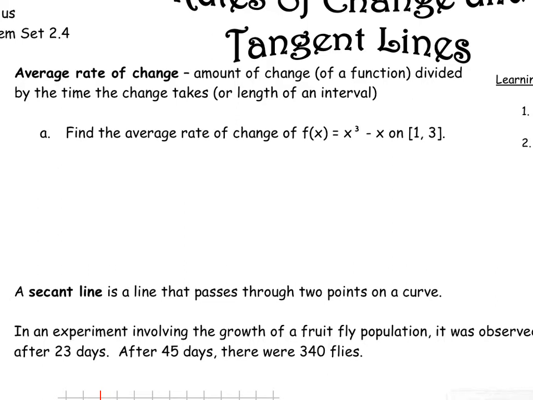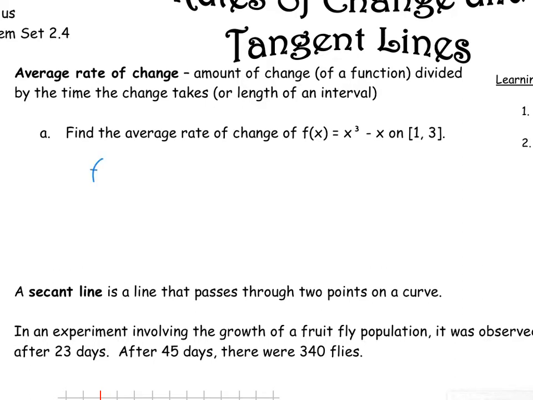People want to find the y value at 2, but remember this is really just the slope of a secant line. A secant line is a line between 2 points. So on the graph of x cubed minus x, whatever that looks like, we're just finding the slope of the line that connects the points at x equals 1 and x equals 3.